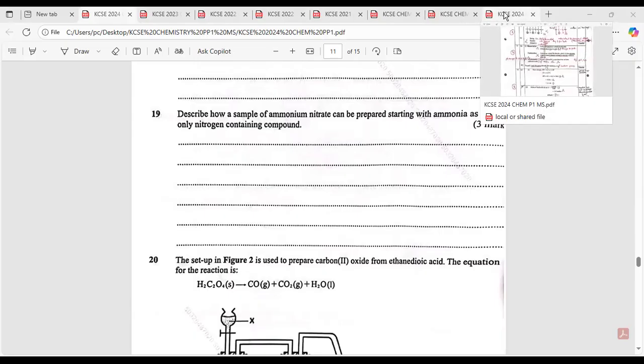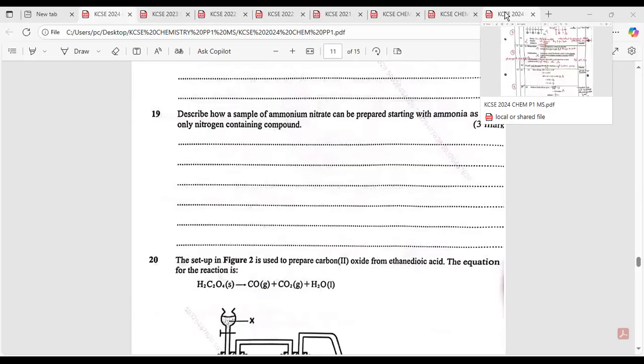What was required of you is that first you need to know we have to burn ammonia in air using a catalyst. That is the catalytic oxidation of ammonia. So we burn ammonia in air to get nitrogen 2 oxide. Number 2, you expose the nitrogen 2 oxide in air to get nitrogen 4 oxide. Then after that, you dissolve it in water to form nitric 5 acid.